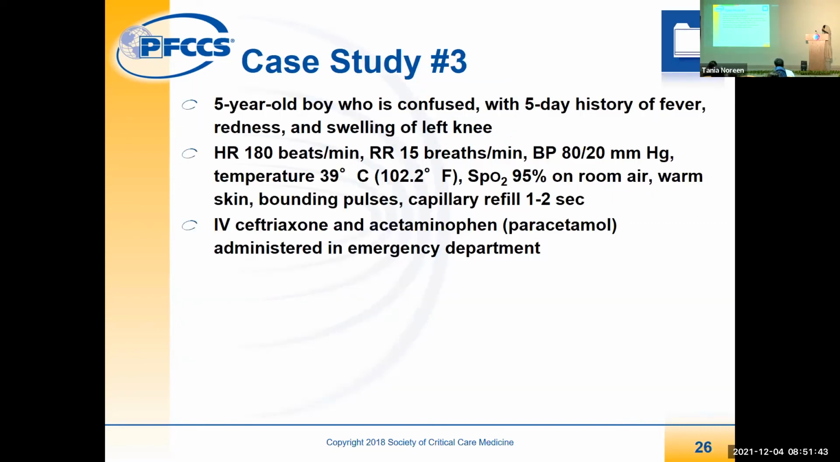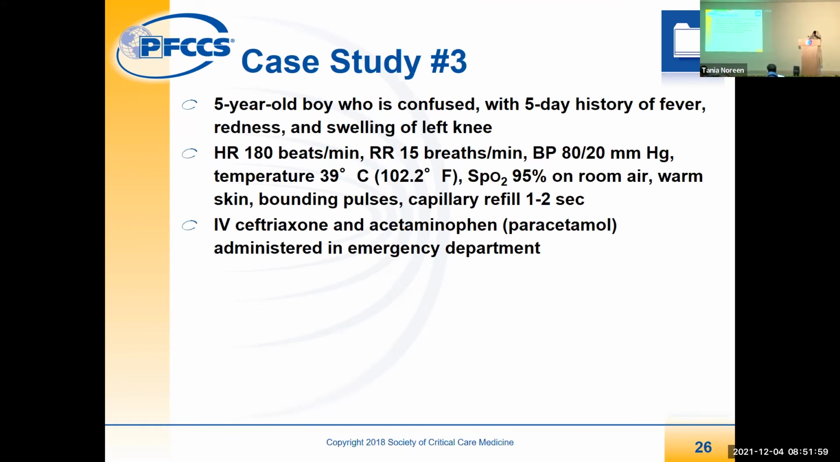So coming to our third case study, this is a 5-year-old boy who is confused. CNS is confused with a 5-day history of fever, redness and swelling of the left knee. His heart rate is 180 beats per minute.